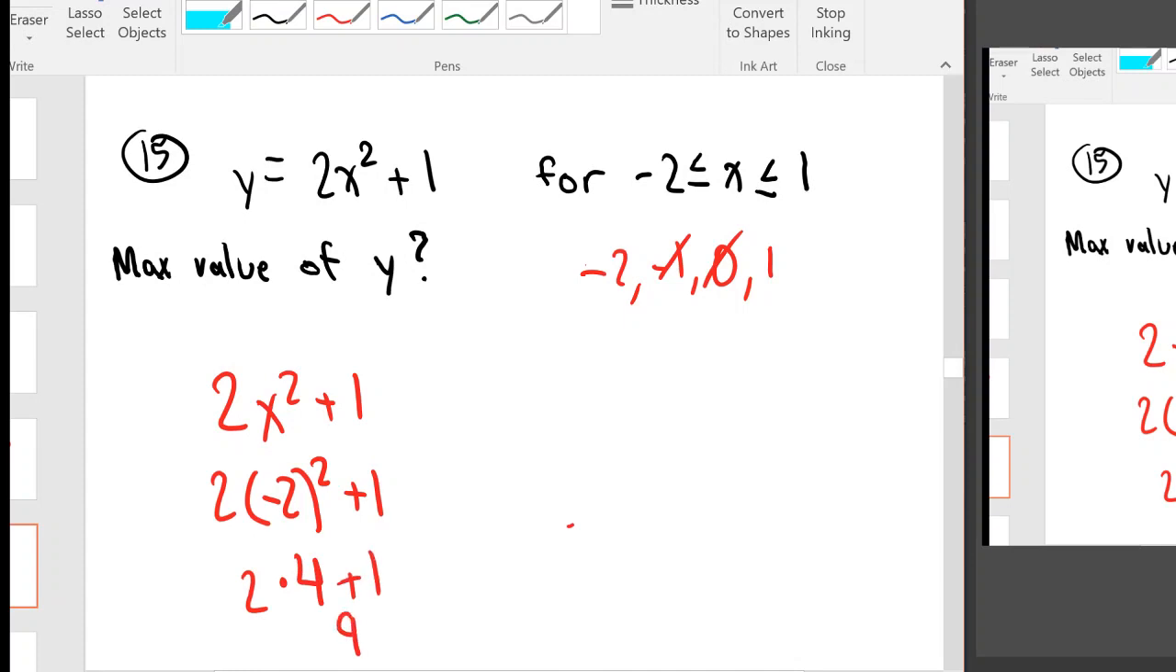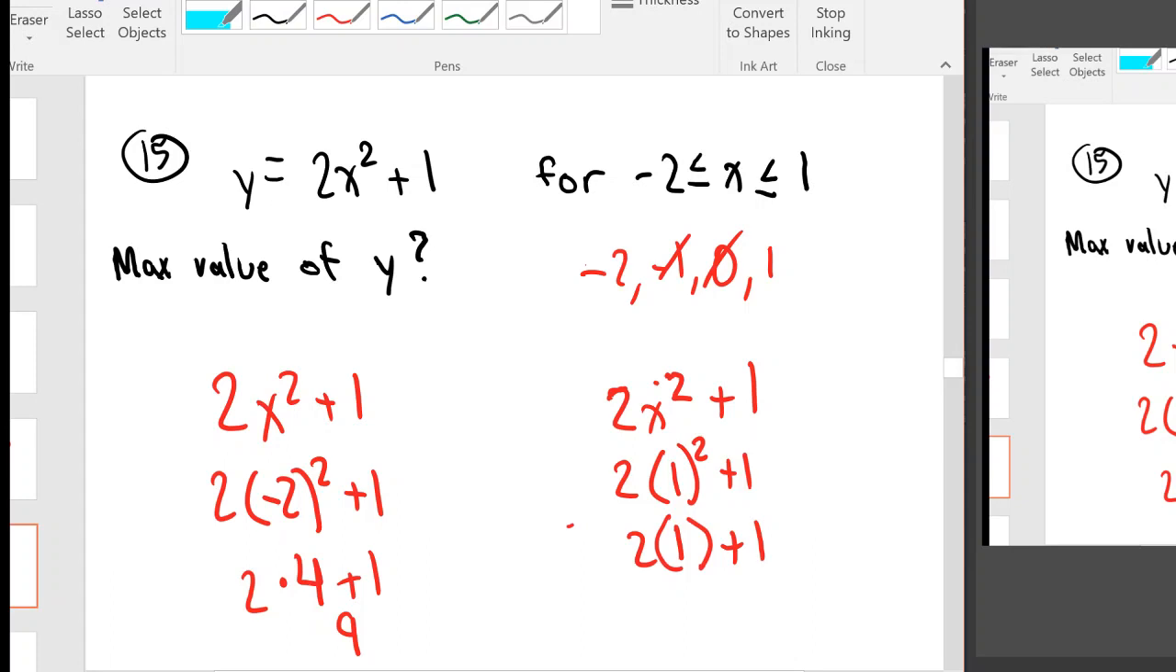Alright, if I plug in the other value, 2x squared plus 1, 2 times 1 squared plus 1, it's going to be 2 plus 1 equals 3. 9 is clearly the higher value. 9 is my option there, and you kind of go from there. If you're not sure, you can plug in all 4. It's just you have limited time.